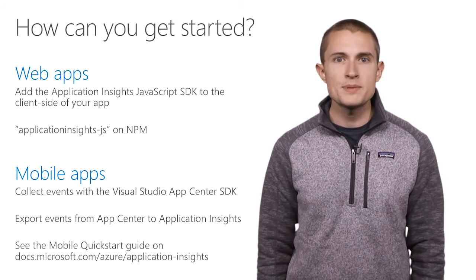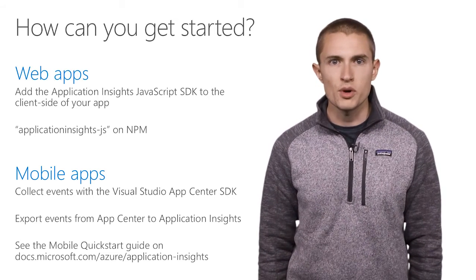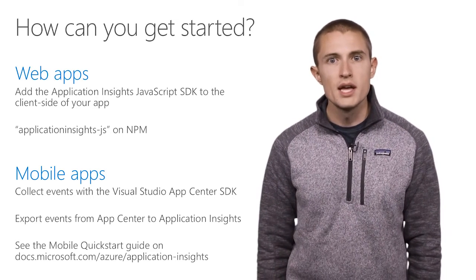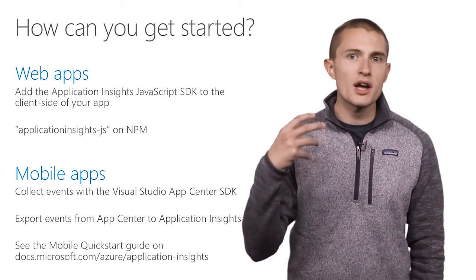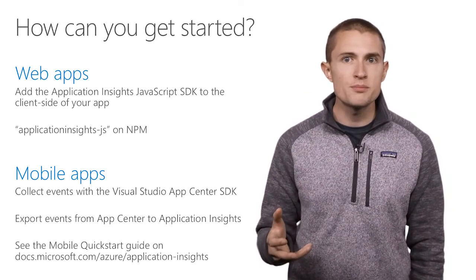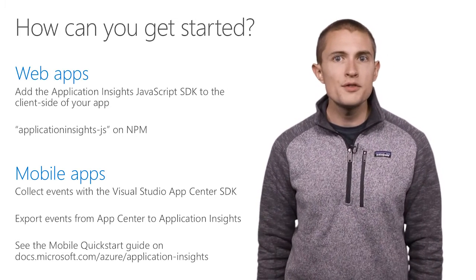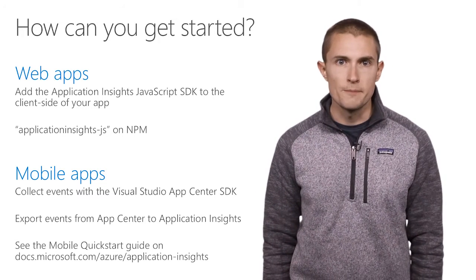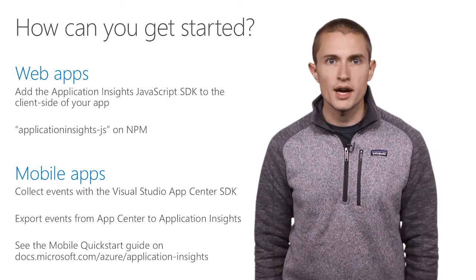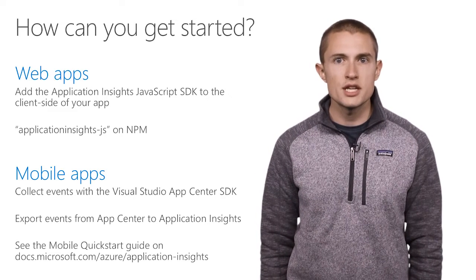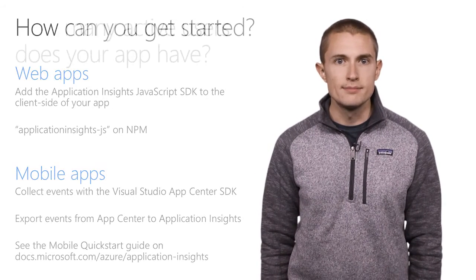Finally, set up App Center to Application Insights Export in the Settings tab of App Center. This will continuously export copies of every custom event received by App Center straight to Application Insights, where you have more powerful usage analytics tools at your disposal. Follow the Mobile Quick Start guide on the Application Insights documentation site for a step-by-step guide.